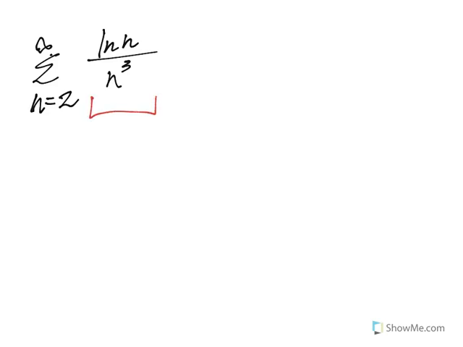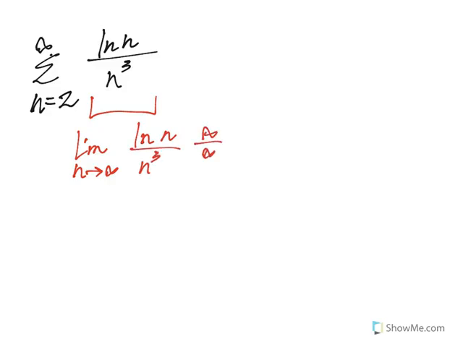All right, let's take a look at another one. How about the sum from n equals 2 to infinity of the natural log of n all over n cubed? Again, the first thing we want to take a look at is a sub n and ask ourselves, does a sub n go to 0 as n goes huge?